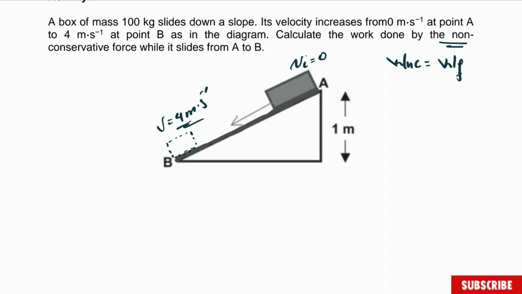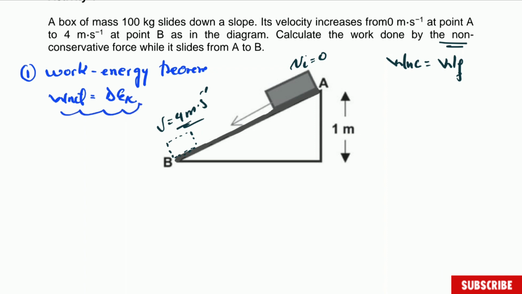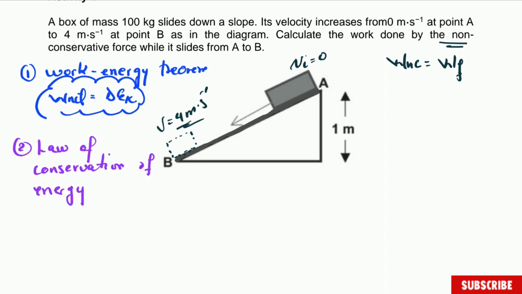Now, to answer this question, there are two very simple ways. One of them is the work energy theorem. We can actually use the work energy theorem. Remember that the net work is equal to the change in the object's kinetic energy. This is one option we can use. The other option is to use the law of conservation of energy, which says that the work done by the non-conservative forces is equal to the change in kinetic energy plus the change in potential energy.